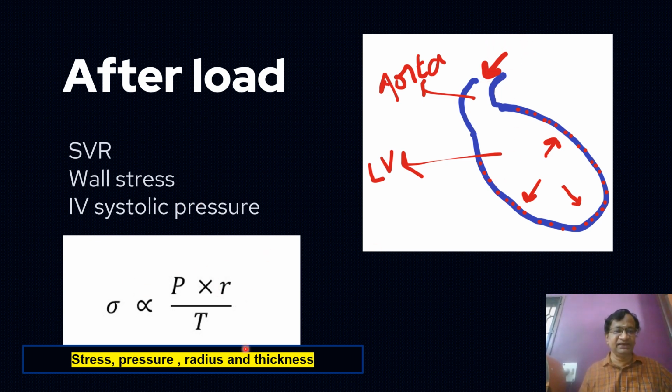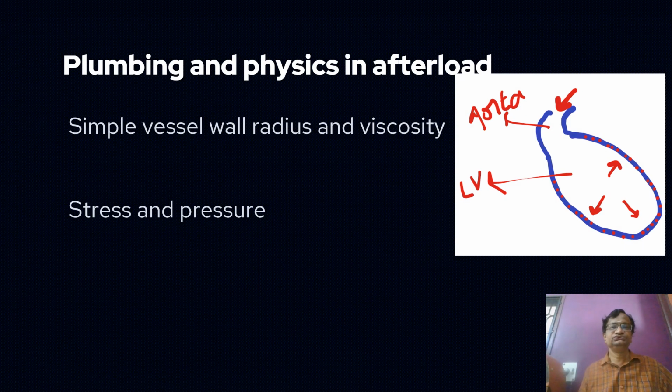So this is PR by T, stress is pressure by radius, SVR, systemic vascular resistance, valve load, and systolic pressure. Pressure into radius by tension is equal to stress. Left ventricular stress is pressure into radius divided by tension. Plumbing in physics, simple vessel wall radius and viscosity, stress and pressure. The vessel wall viscosities.